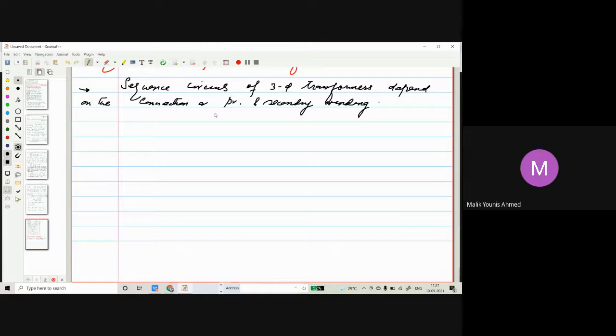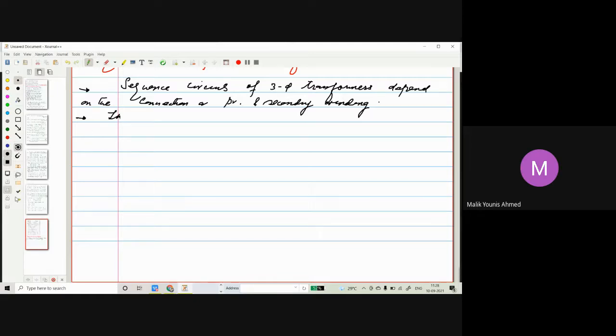Then different connections of star and delta windings will determine the configurations of the zero sequence. Zero sequence is very important for us, zero sequence circuits, and phase shifts in the positive, negative, and zero sequence circuits. So different combinations will be there, and that will determine the configuration. It can be star, delta, star on primary side, star on secondary side, delta on primary side. Any combinations can be there.